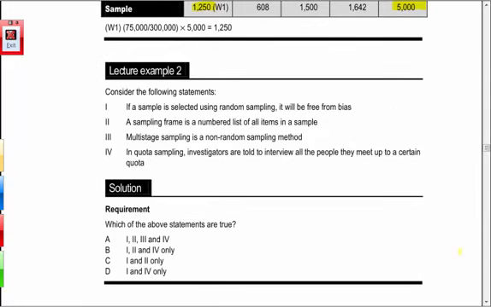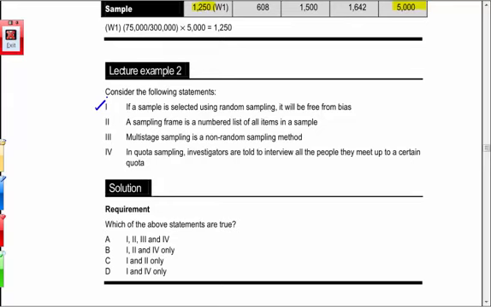In example 2 then, we think about how this could be examined. So it's going to be a narrative question if it's understanding the facts and the knowledge. And what we've got here then are 4 different statements regarding sampling, and we have to say which ones are true. If a sample then is selected using random sampling, it will be free from bias. So that's true. A sample frame is a numbered list of all of the items in the sample.